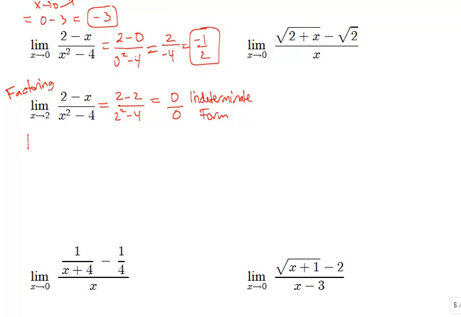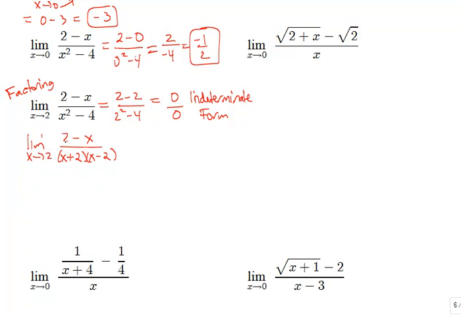So let's try that. I'm going to leave the top the way it is, and I'm going to factor the denominator. It becomes x and x, 2 and 2. One of these is plus and one of these is minus for a difference of squares. Now normally we would like to see exactly the same thing on top and bottom, and we don't have exactly the same thing on top and bottom, but we're really close.